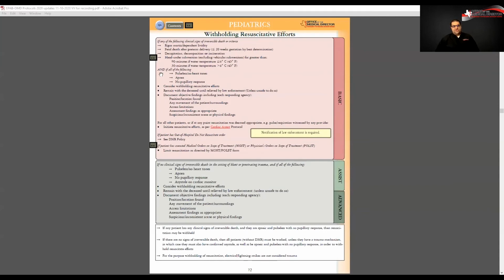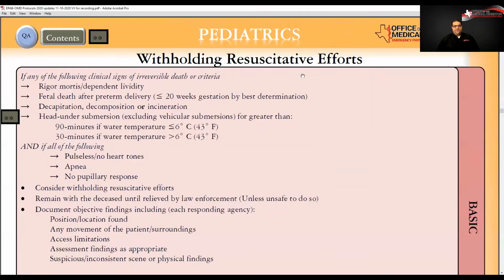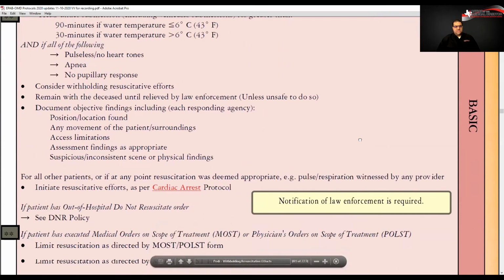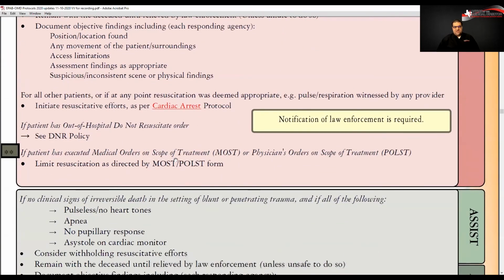And then the last part of the general section for withholding of resuscitative efforts at the basic level, same conversation about head under submersion, 90 minutes if it's less than or equal to 6 degrees Celsius, or 30 minutes if it's greater than 6. And then this concept again of the medical orders on scope of treatment, or physician's orders on scope of treatment, or POLST form. Again, you can limit it based on a MOST or POLST form being filled out correctly. Again, this will allow the patient and their physician to really fine tune what their end of life care really looks like.